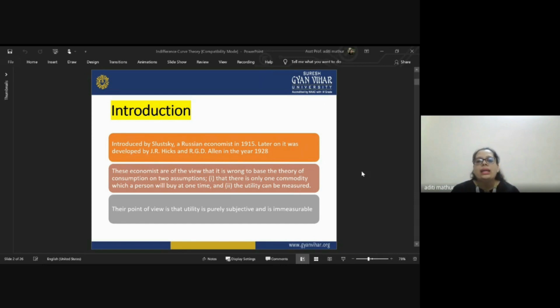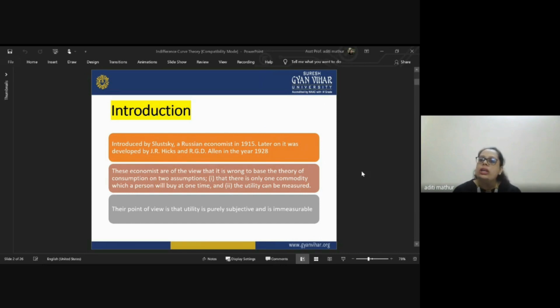And these two economists, Hicks and Allen, challenged these two basic assumptions which were there in the theory of consumption. Hicks and Allen's point of view is that utility is purely subjective and it is immeasurable. And it is somewhere down the line correct. Like today, if I have a pen, the utility of this red pen is more for me in comparison to this red pen for a student, right? Because for students, the utility of a blue ink pen or a black ink pen will be more in comparison to a red ink, because red ink is generally for the professors to check the answer sheets or to give their remarks.